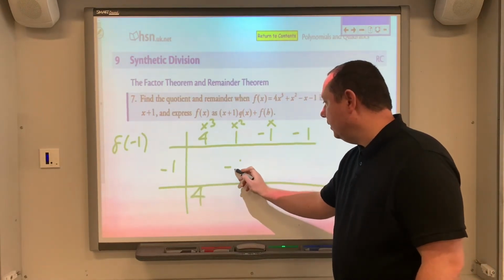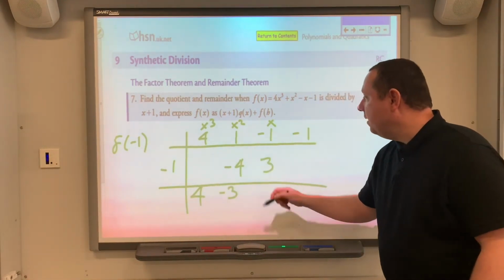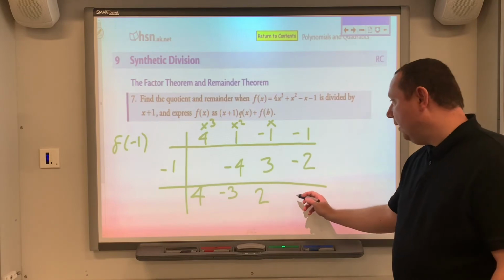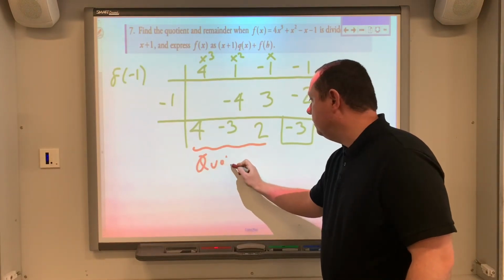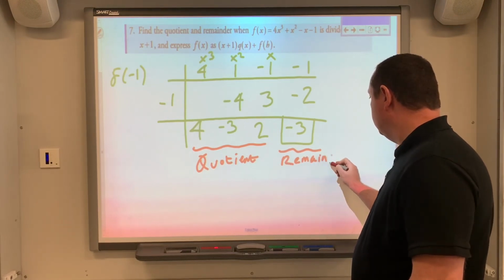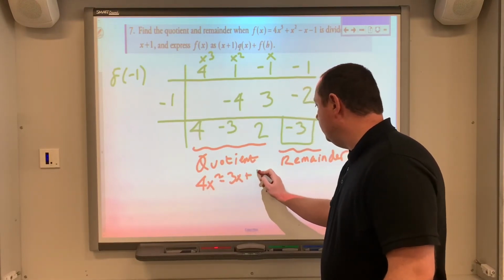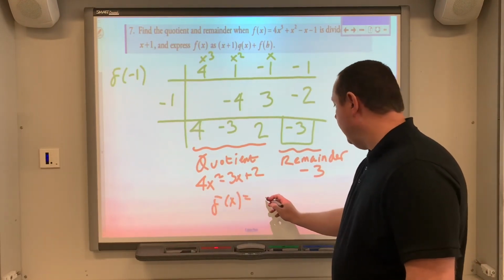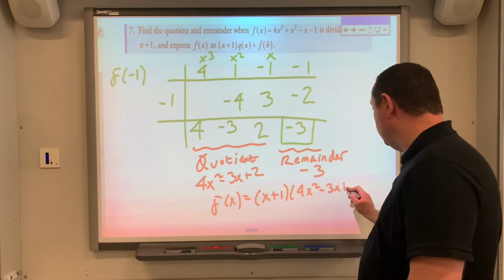4 times minus 1 is minus 4. Minus 4 add 1 is minus 3. Minus 3 times minus 1 is 3. 3 minus 1 is 2. 2 times minus 1 is minus 2. Minus 2 take away 1 is minus 3. Quotient. Remainder. So our quotient is 4x squared minus 3x plus 2, and our remainder is minus 3. So f of x is equal to x add 1 times 4x squared minus 3x plus 2, minus 3.